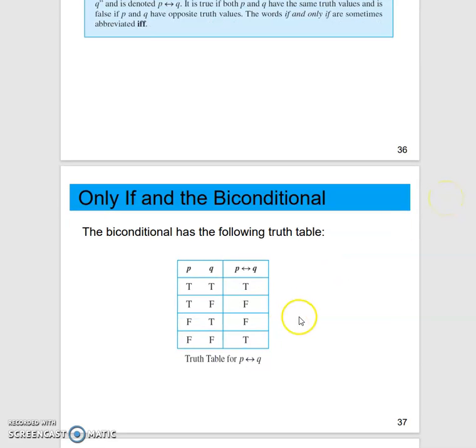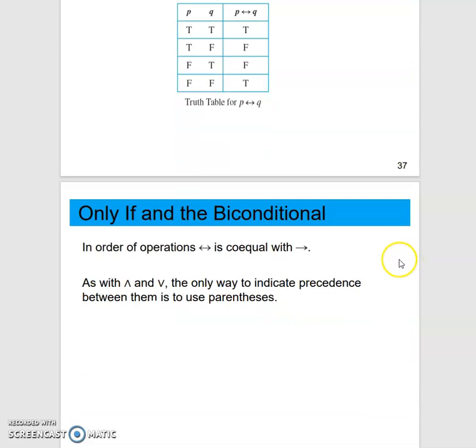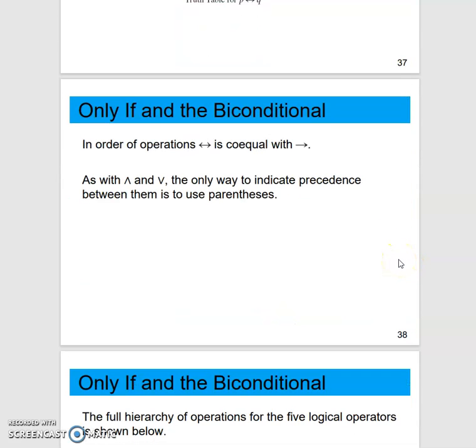And so let's see what that looks like. So the if and only if, we get true if they're both true, we get true if they're both false, otherwise our conclusion is going to be false. And again, for order of operations, we'll do that if and only if last, same as the regular conditional. And as always, we can put parentheses if we need to change that order.